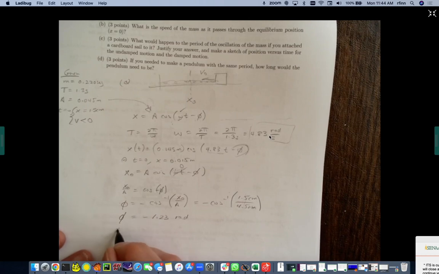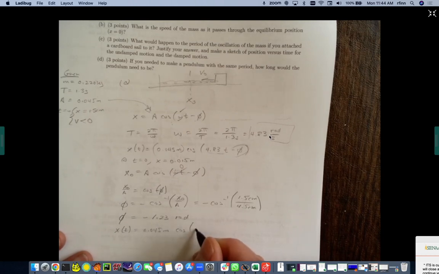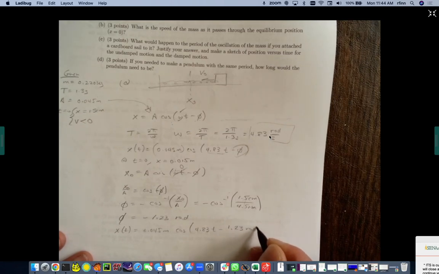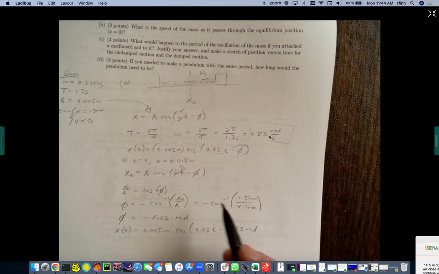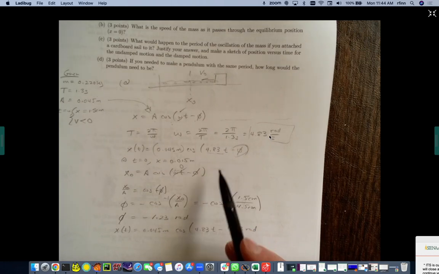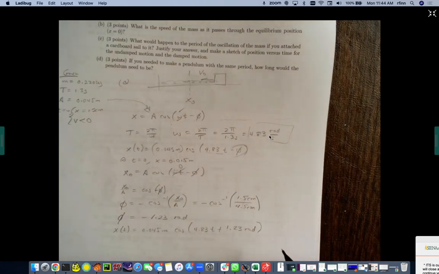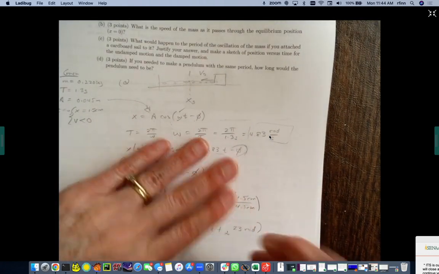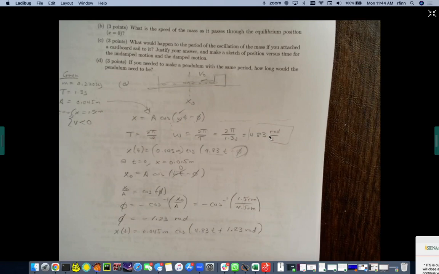Okay, so our equation of motion, x as a function of time, is 0.045 meters cosine 4.83 t minus 1.23 radians. And then actually it's negative phi, so I think that should be a plus.